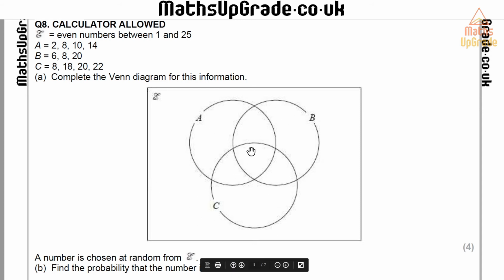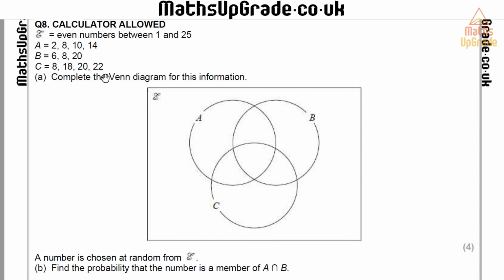So always start with the central region if you can. So the central region. So you can see here which numbers are in all three sets of A, B, and C. So in all three sets is the number 8. So 8 would go in the middle and nothing else would go in the middle. Okay, once you've got 8 there, then you can start to do the outer regions. So is anything in A and B apart from 8? Nothing is in A and B apart from 8.